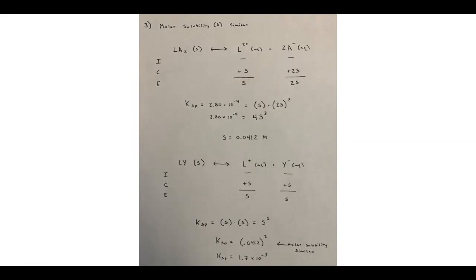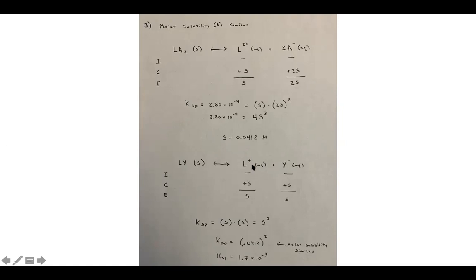Okay, so now I'm going to write a Ksp equation for my other compound, LY. So LY solid is going to split up into L+ and Y- ions. Now the charge on L could be +1, +2, +3, we're not really sure. But the positive charge on L is going to be equal to the charge on Y, so there's always still going to be just a 1-to-1 ratio. Could it be +2 and -2? Yes, but that's kind of irrelevant to the problem.